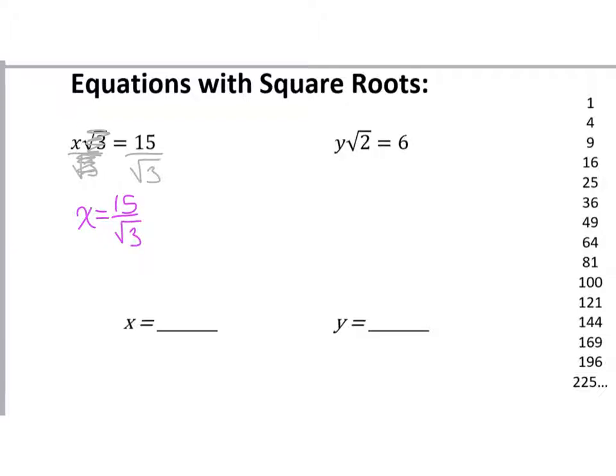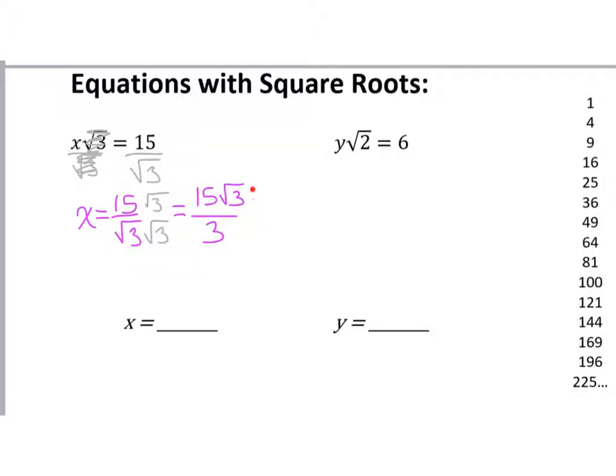Unfortunately, we're not allowed to have a square root in the denominator. So what do I need to do? Multiply the top and the bottom by square root of 3. So I multiply up here by the square root of 3, and I multiply down here by the square root of 3. What do I get in my numerator? 15 square roots of 3 over 3.